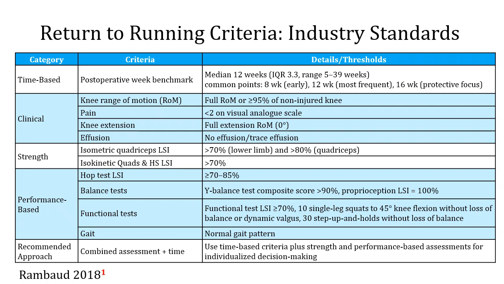Really, in order to be able to adequately and accurately assess someone's at least running gait, it would be recommended that you have 240 frames per second. So a video analysis would be necessary. It's not really specified here whether they're talking about a normal gait being just walking or with running. A recommended approach, using a time-based criterion plus strength and performance-based assessments that are individualized with the decision-making would be recommended. So keeping this criteria in mind, let's take it to our clinical case.